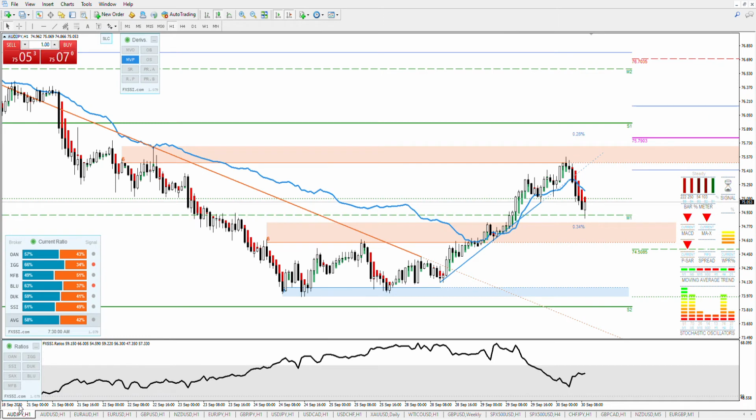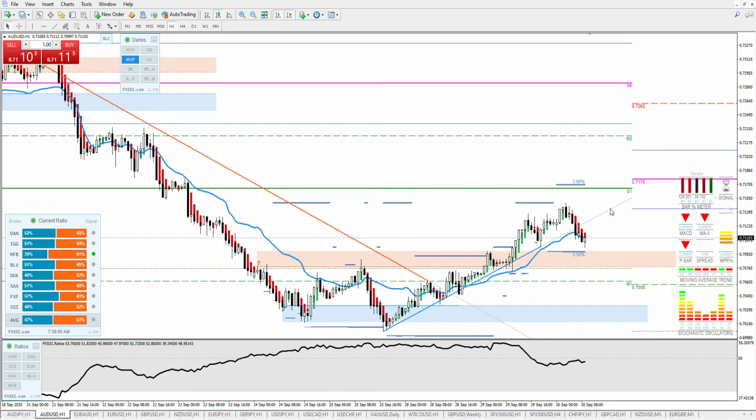AUD JPY, having quite a nice bounce here. This is your halfway point between monthly support 1 and monthly support 2. We are a sell at the high level. The SLC above is 75.83. SLC below is 74.75. We might be having a bounce in between that halfway point, between those two values. And there's next month's monthly pivot. So that's 75.78.